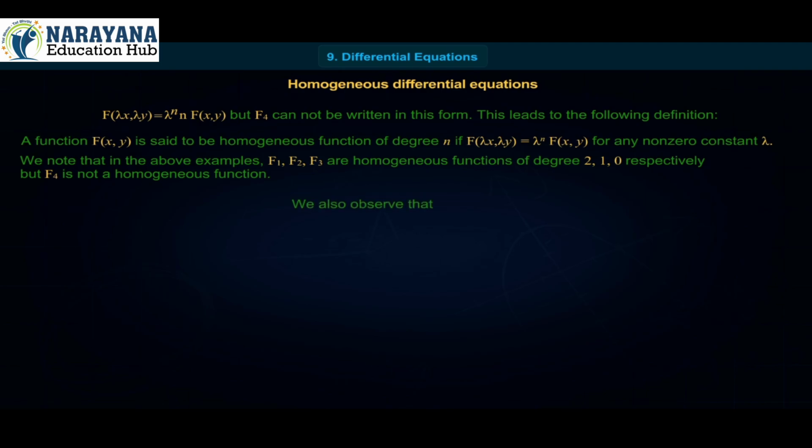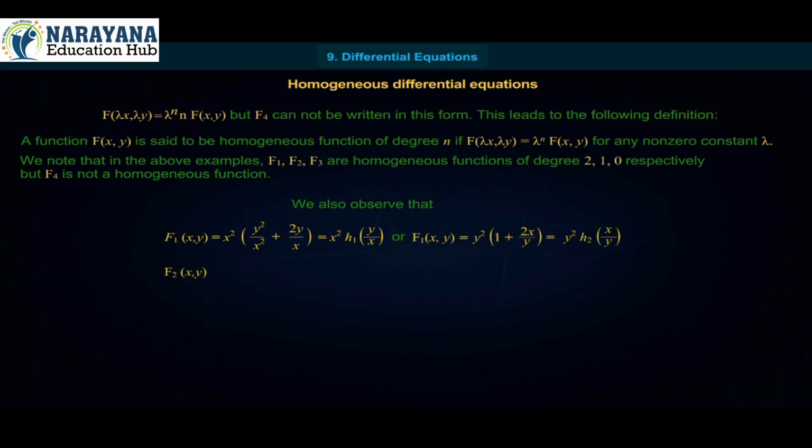We also observe that f1(x,y) = x² y²/(x² + 2y²)... upon x is equal to x² h1(y/x), or f1(x,y) is equal to y² (1 + 2x/y) is equal to y² h2(x/y).